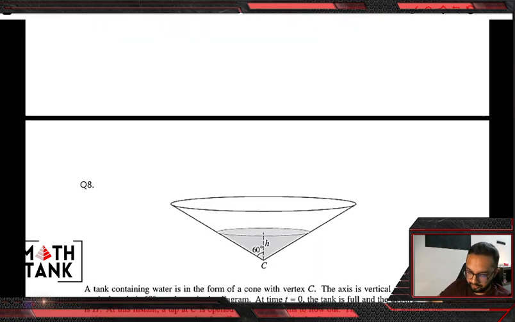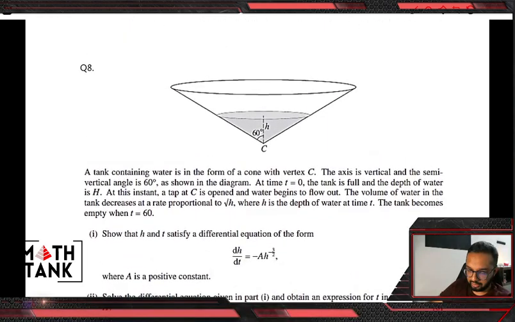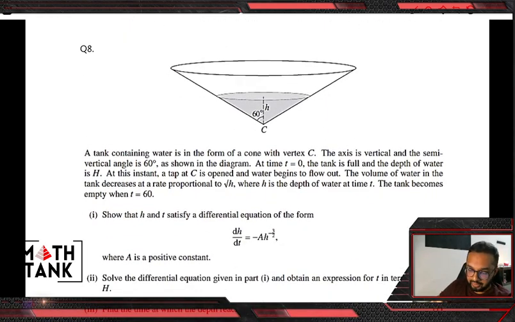That's it for this question. Let's move on to this question. Again, a tough question. Let's quickly get through this. It says a tank containing water in the form of a cone with vertex C. The axis is vertical and the semi-vertical angle is 60 degrees as shown in the diagram. At time t0, the tank is full and the depth of the water is h. At this instant, a tap C is opened and the water begins to flow out. The volume of water in the tank decreases at a rate proportional to root h, where h is the depth of the water at time t. The tank becomes empty when t equals 60. Show that h and t satisfy a differential equation in the form where a is a positive constant.